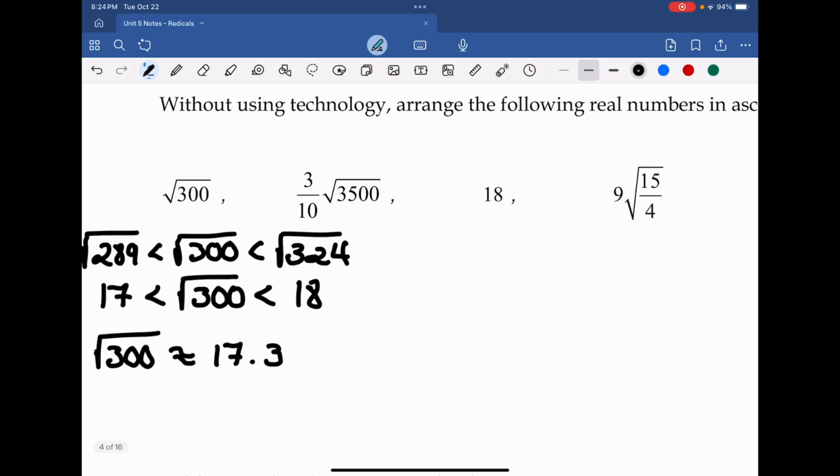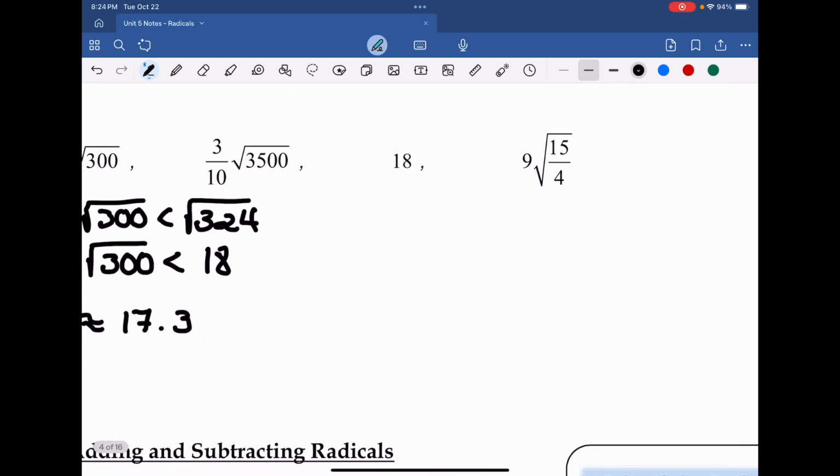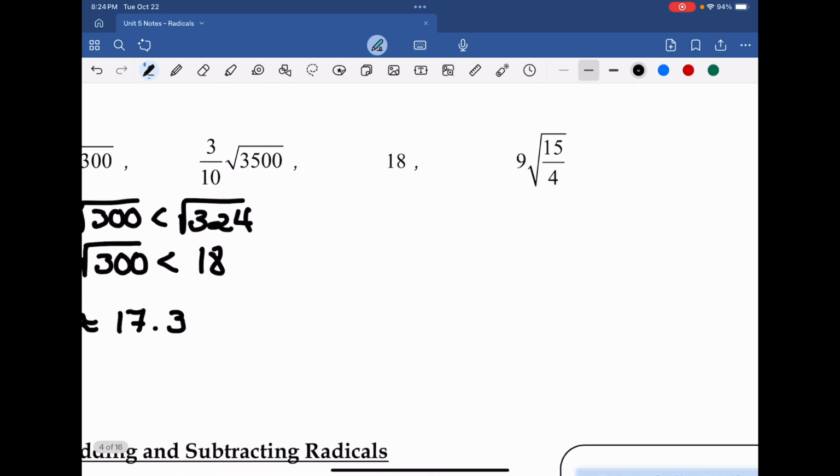In order to solve this next one, I'm going to use a very similar strategy to what we just did, but with a bit of a precursor step. I'm going to take the outside coefficient of 3 over 10 and bring it under the radical and simplify. This will give us the following. The square root of 3 squared is 9, 10 squared is 100, multiplied by what's already existing underneath there. If we multiply this out and divide by 100, we get 315.